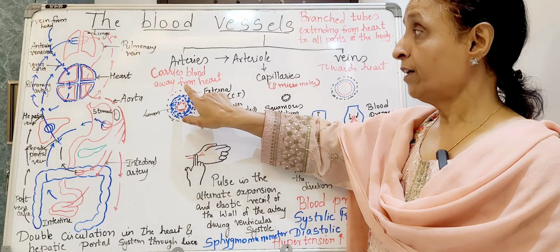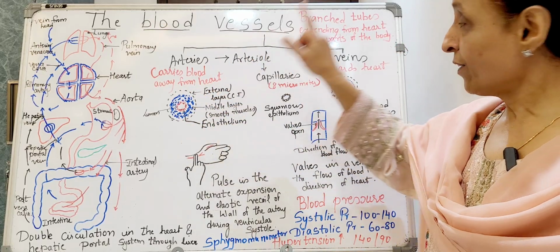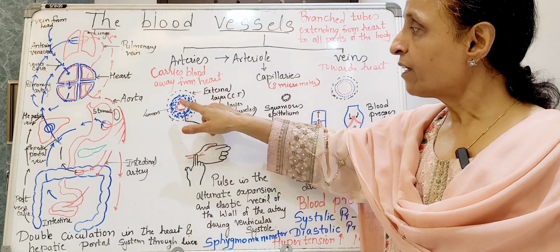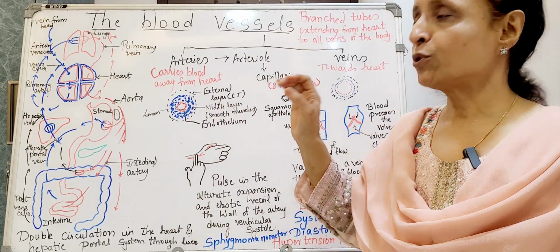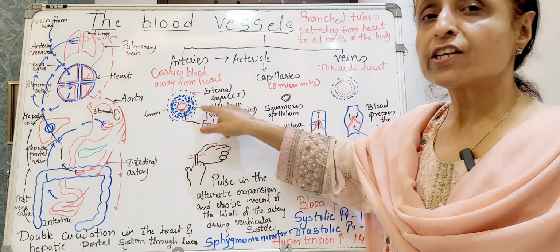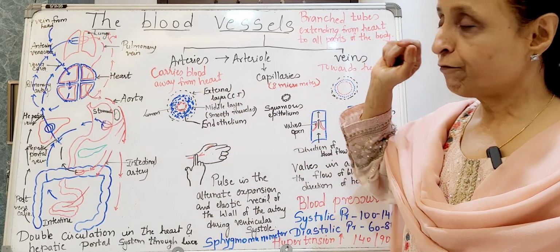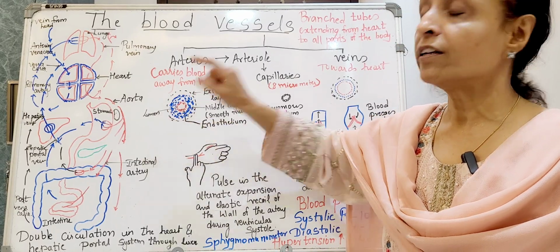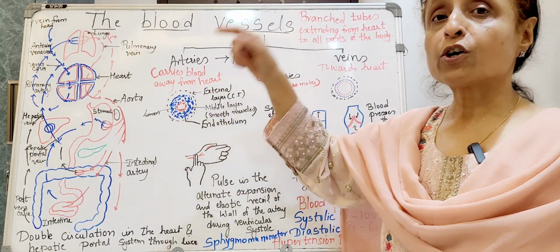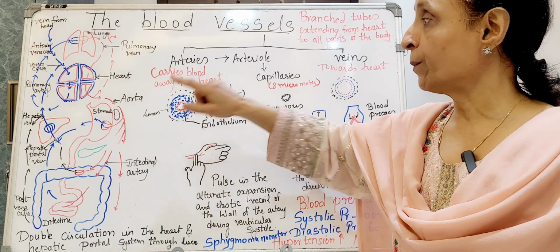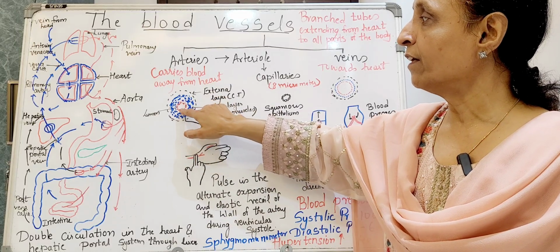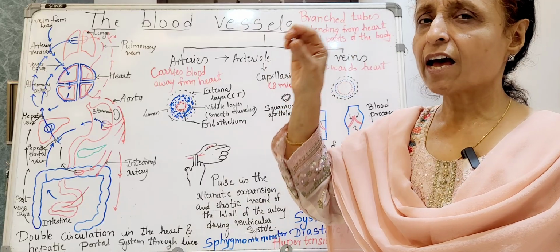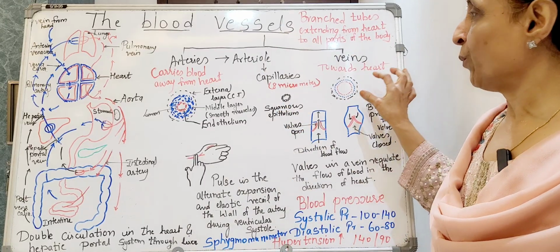So here this is artery and this is vein. Now arteries are thick and muscular, deeply situated. There is an external layer of connective tissue, then the middle smooth muscular layer which has got elastic tissues in between, and then the inner endothelium. And the lumen, the cavity, is smaller than in the veins.